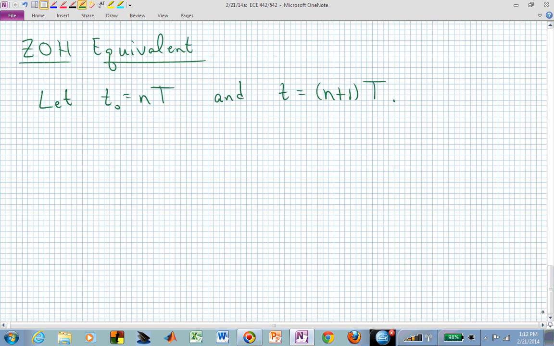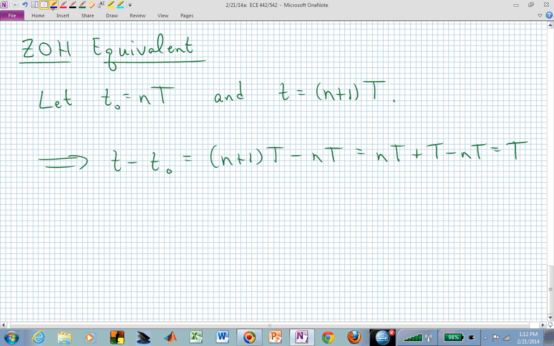With that definition, we can now see that t minus t sub 0 actually simplifies to become exactly what we said it was going to be. That time interval, t minus little t naught, is actually equal to the sample period capital T.